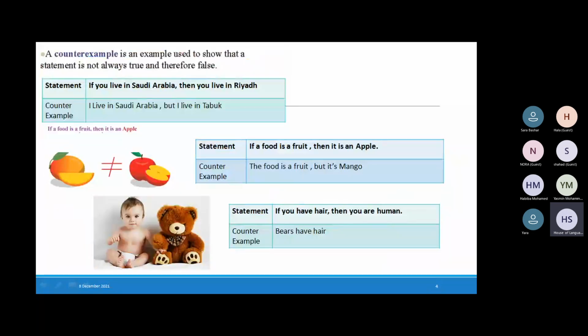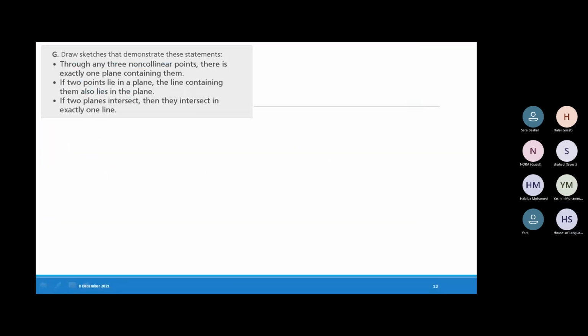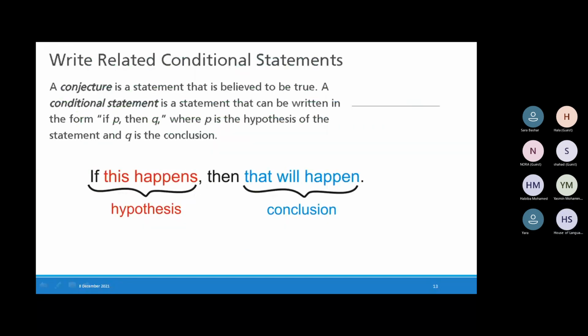Now, we talk about the counter example. If we have a conditional statement, sometimes it's not necessarily true. For example, you don't live in Riyadh, you live in Tabuk or Jeddah or Mecca. It's not correcting the sentence. It's saying for the statement that it might be wrong. Yeah, exactly. After we talk about the conditional statements, we say that we have a hypothesis and conclusion. Hypothesis means if this happens, this will happen. This is what the conditional statements are.